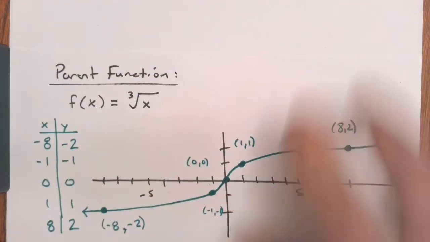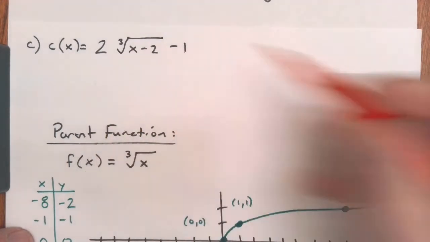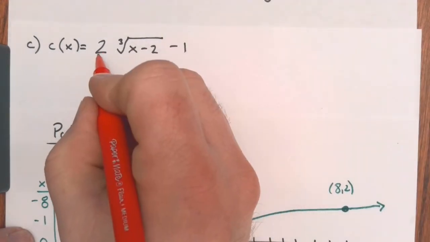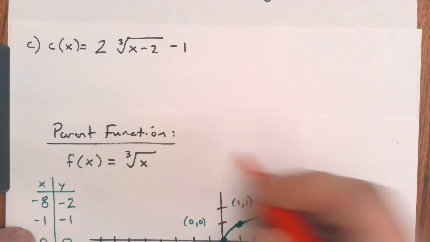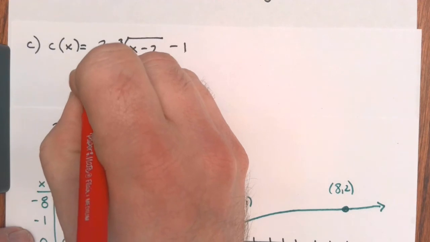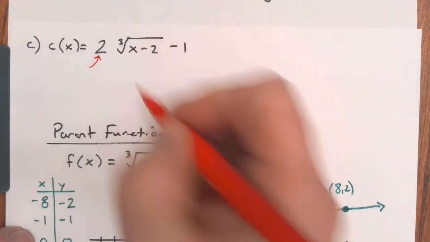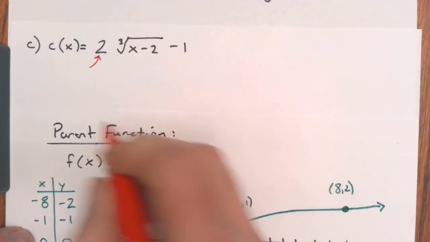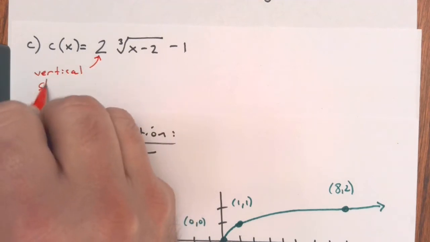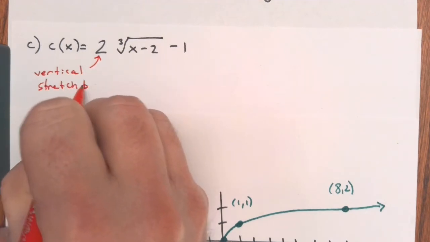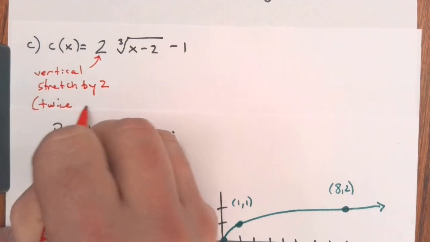If we compare the parent function equation with this equation, I see that there is a 2 in the front. And here, there's an invisible 1. That means that this graph is going to be twice as steep. We would say that it has a vertical stretch by 2, or you could think of that as being 2 times as steep.